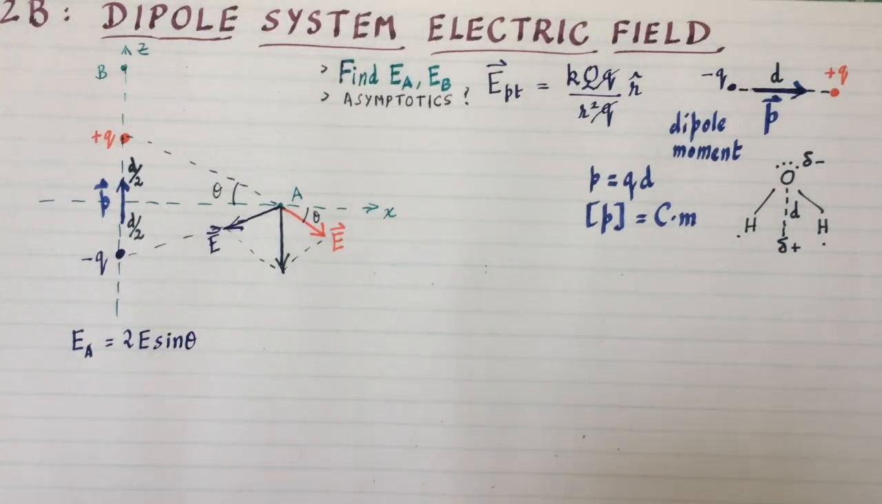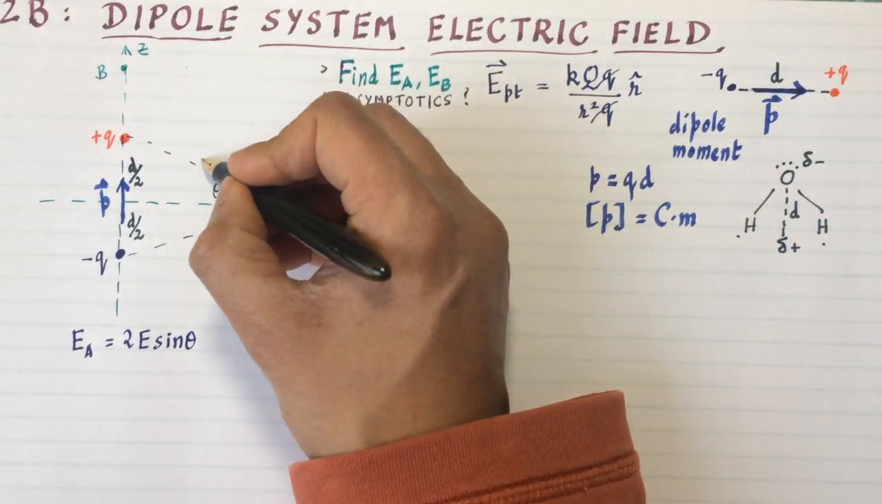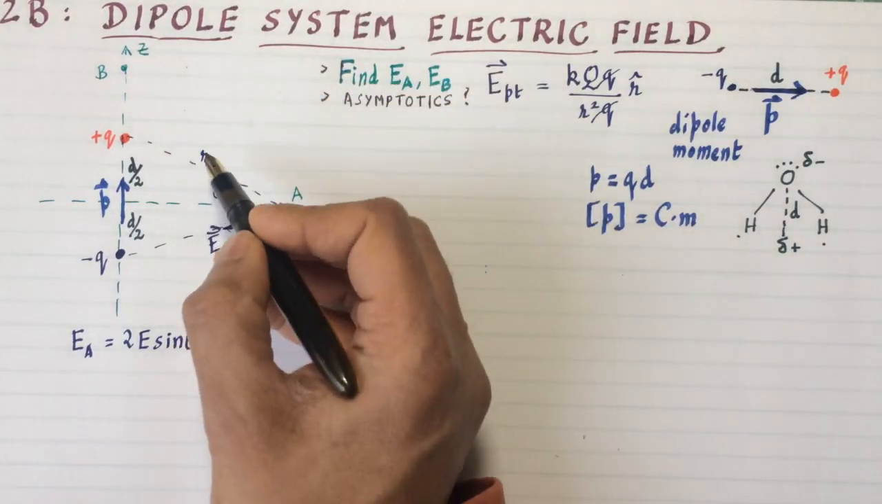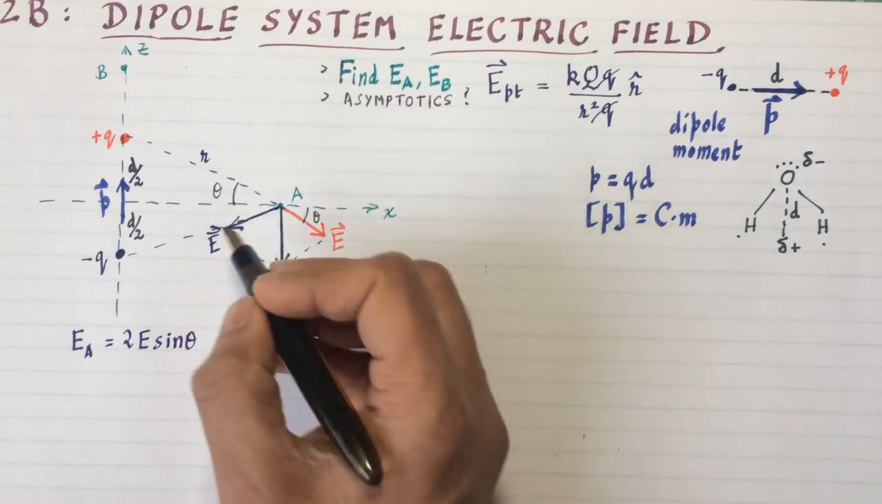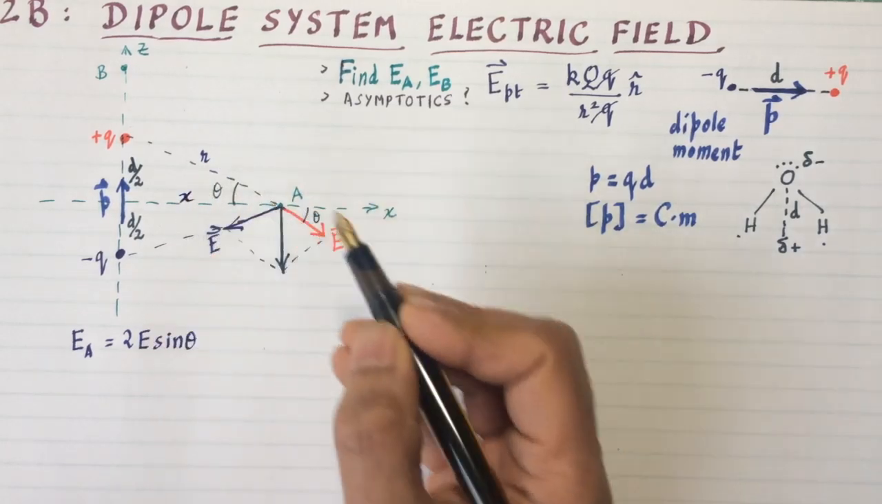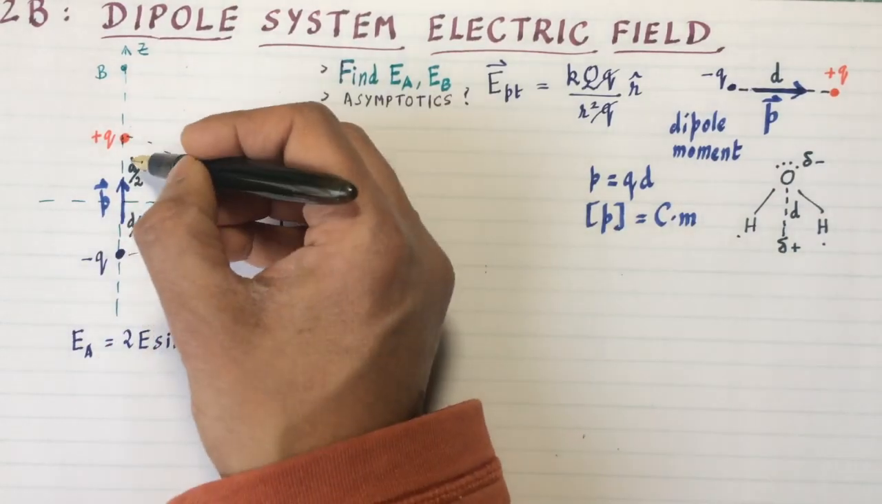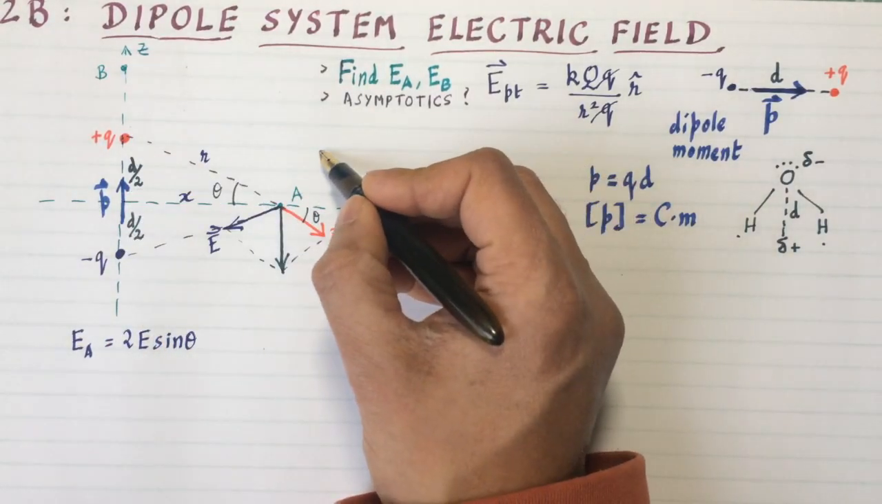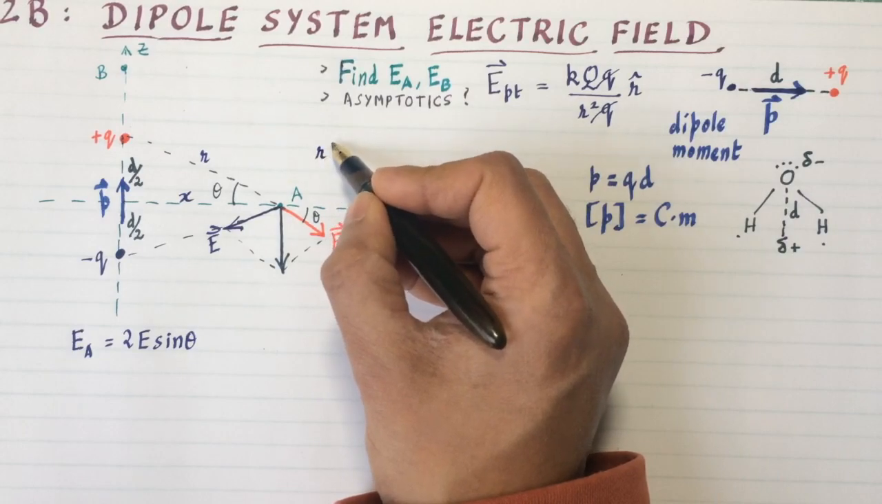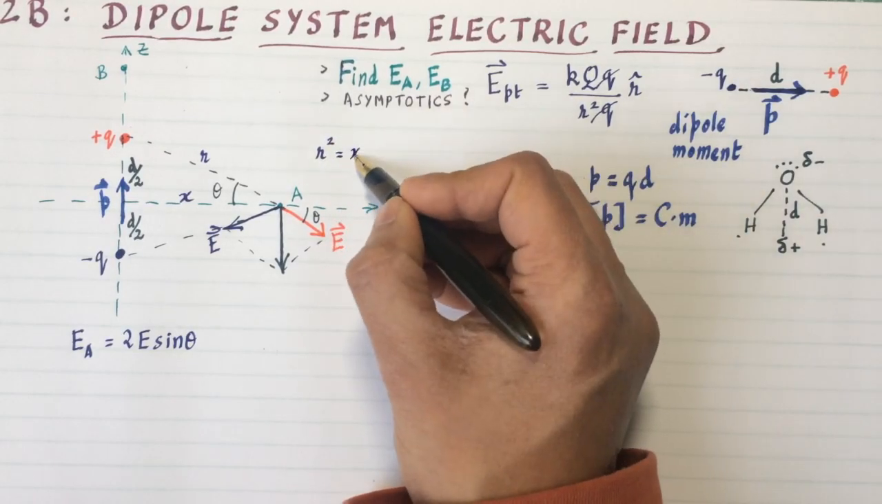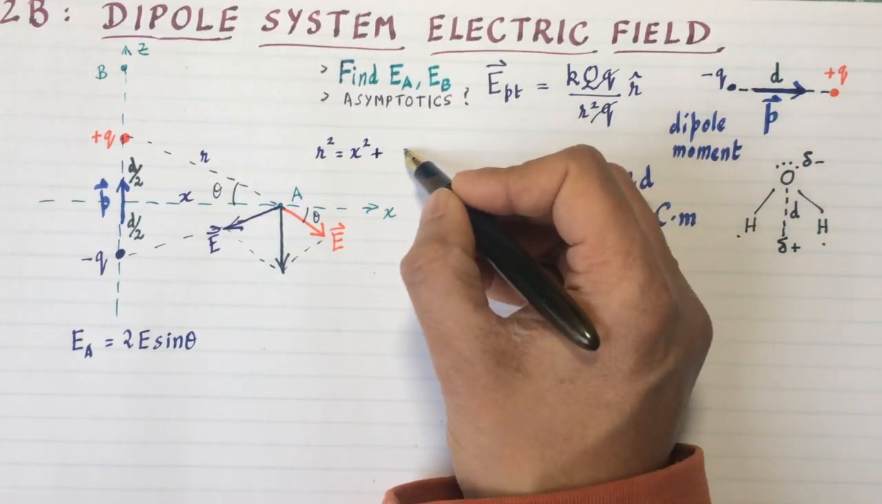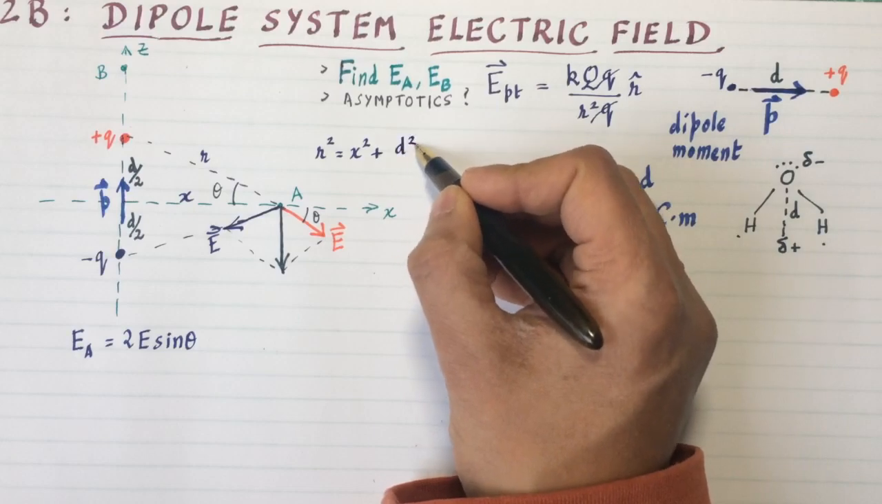Later on we'll worry about the vectors, but right now we'll just focus on the magnitudes. For the electric field, we need to focus on this distance, little r. Well, if this distance is x, the distance away from the origin, then that distance r can be found using Pythagorean theorem. So I'll write that here. R squared equals x squared plus (d over 2) squared, or d squared over 4.